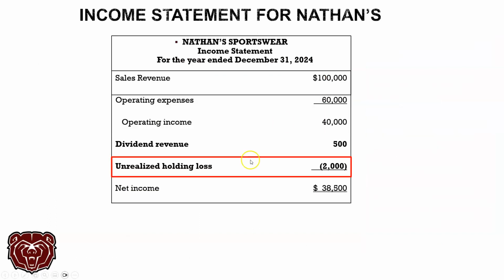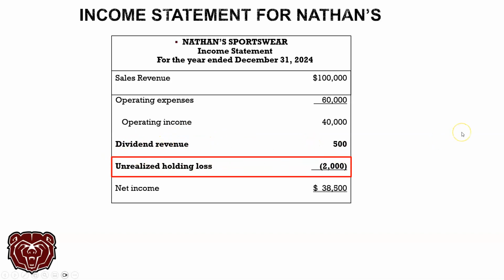This is how it would look in an income statement. You see up here, you got your sales revenue, then operating expenses and operating income. What this is telling us is that dividend revenue, unrealized holding losses, unrealized holding revenues, those are going to be part of your other revenues and expenses, gains and losses section.